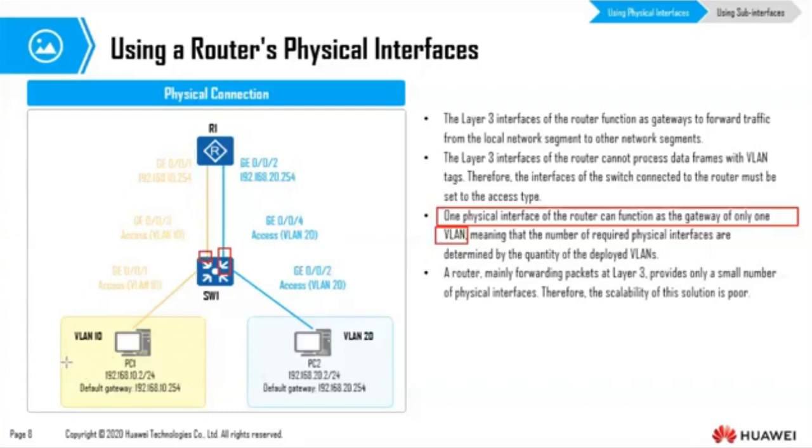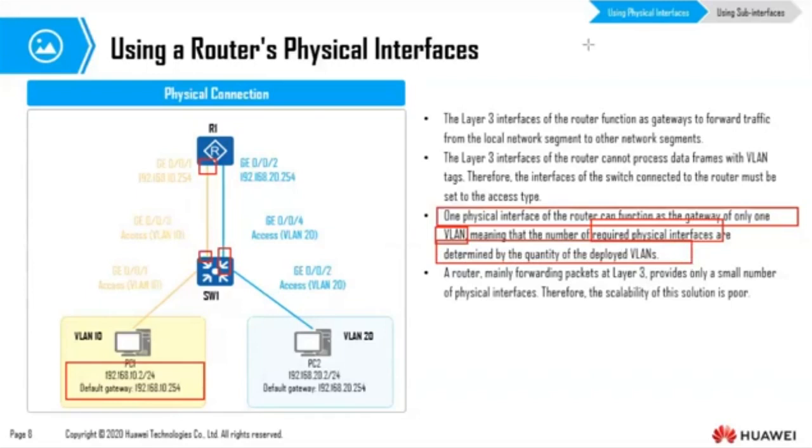The other reason is because of what I told you, that the gateway must be on the same network segment as the access device's IP address. And we said each VLAN is on each network segment, right? Yeah, so because you have to configure an IP address on the interface. So one interface of the router can function as the gateway of only one VLAN, meaning that the number of required physical interfaces is determined by what? The quantity of deployed VLANs.